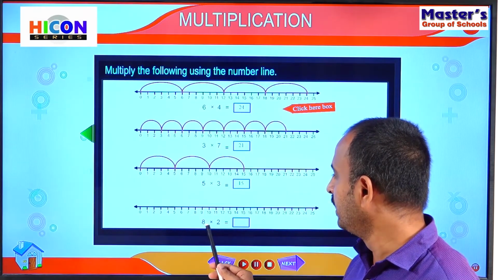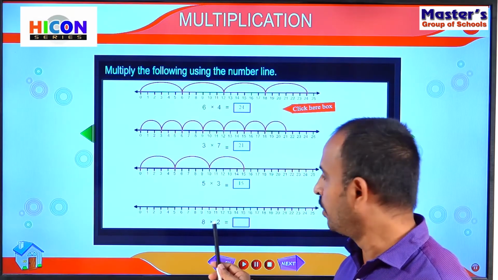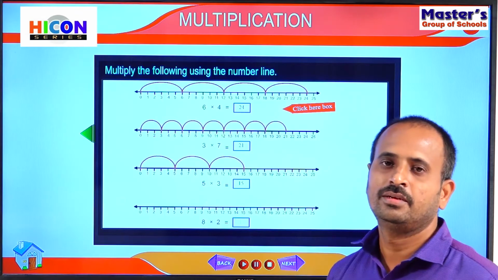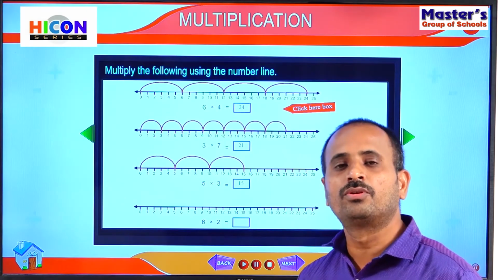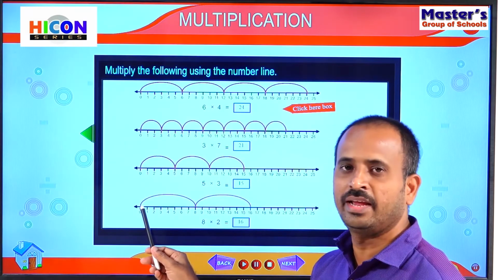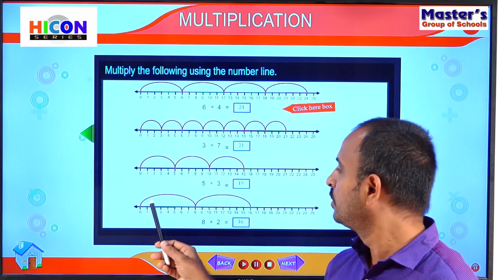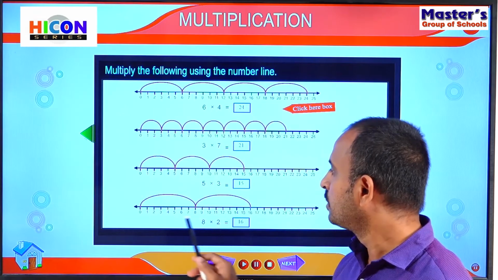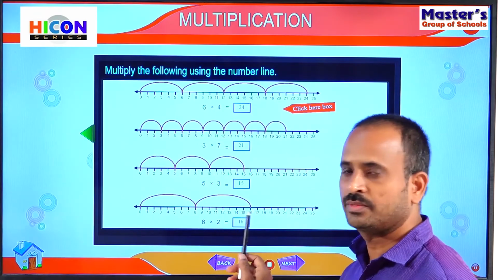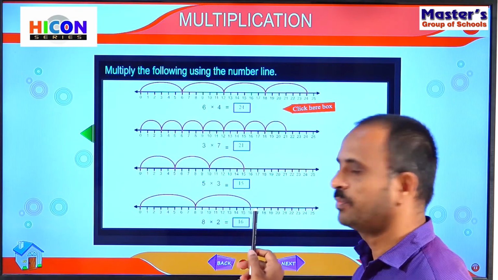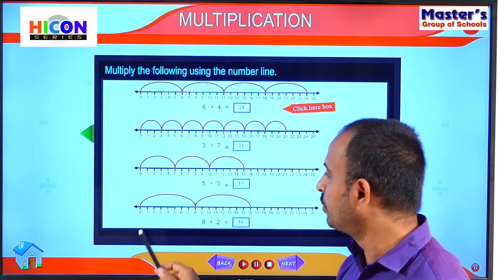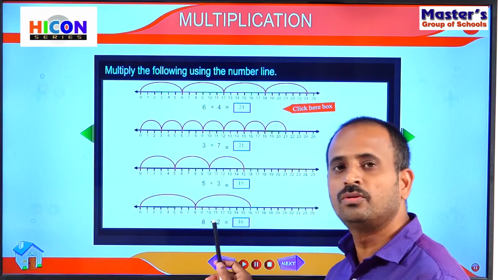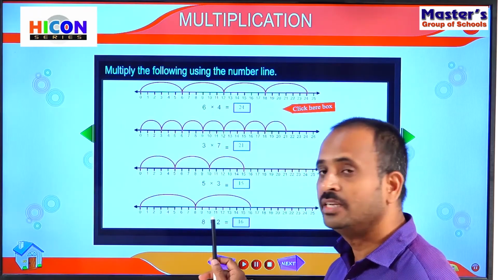That is 8 into 2. So we have to multiply these 2 numbers, 8 and 2, on the number line. The first step is we have to start from 0 on the number line. And how many steps do we have to move? What is the second number here? 2. So here the second number is 2, that's why we have to move 2 steps. That is step 1, step 2. And how many numbers do we have to cross in each step? What is the first number here? 8. That's why we have to cross 8 numbers in each step.